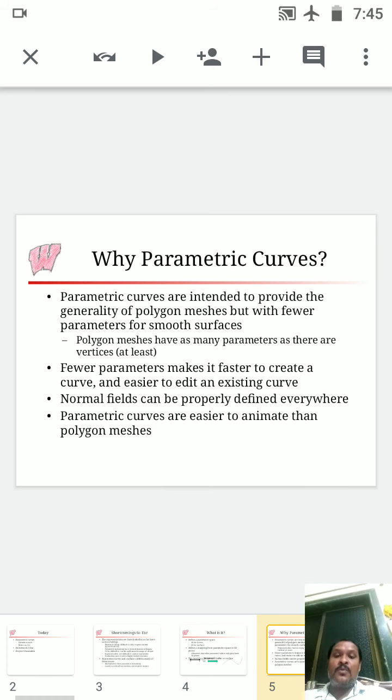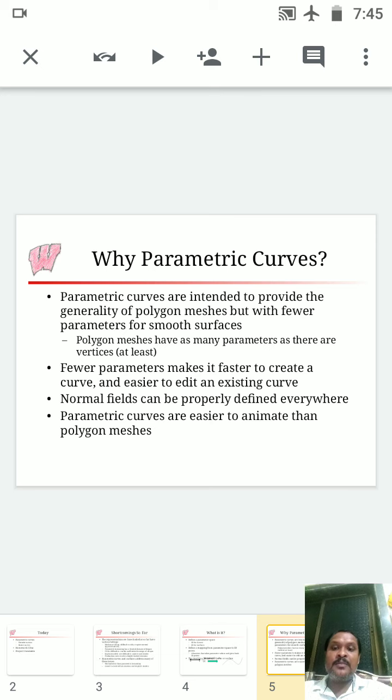Now why should we have parametric curves? Because Bezier curves and B-spline curves also come under parametric curves. Parametric curves are intended to provide the generality of polygon meshes but with fewer parameters for smooth surfaces. This indicates that polygon meshes have many parameters, but parametric curves have few vertices at the end. This is very effective. Fewer parameters make it faster to create a curve and easier to edit an existing curve.